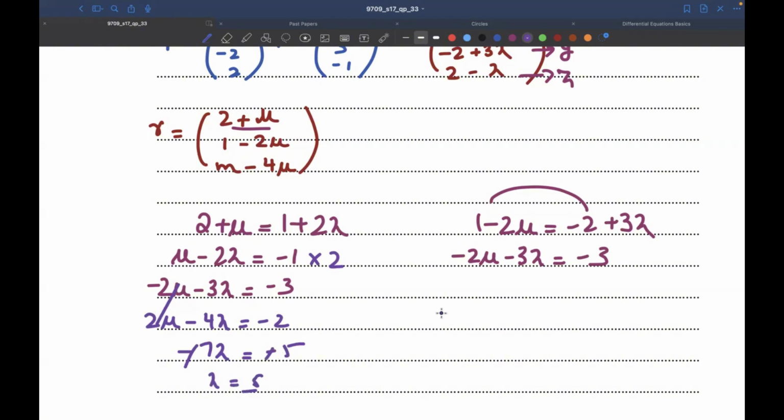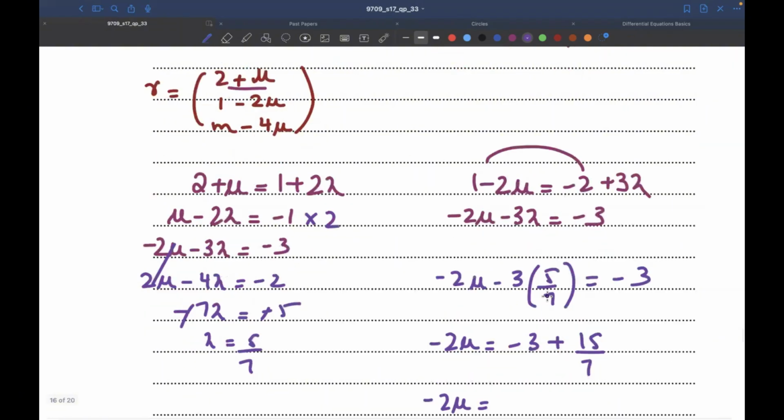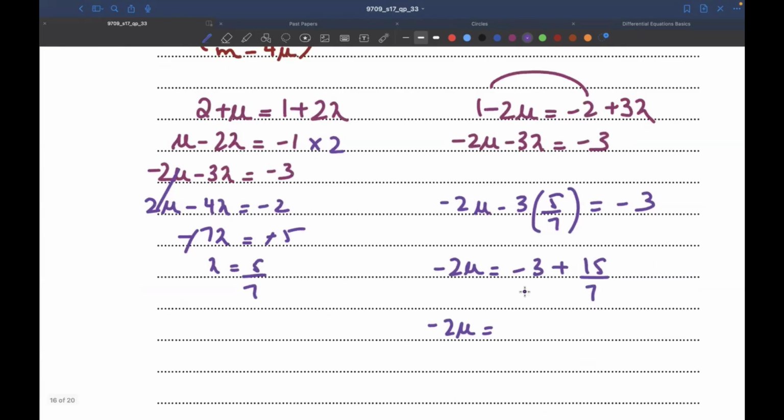And once we have lambda, we can find the value of mu. So minus 2 mu will be equal to minus 3 plus 15 upon 7. That is minus 3, so this is minus 21, minus 21 plus 15 is minus 6 upon 7. Minus minus cancels. So the value of mu will be 3 upon 7.